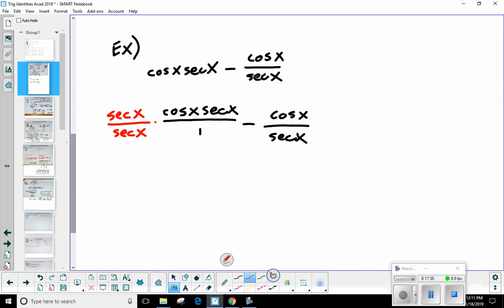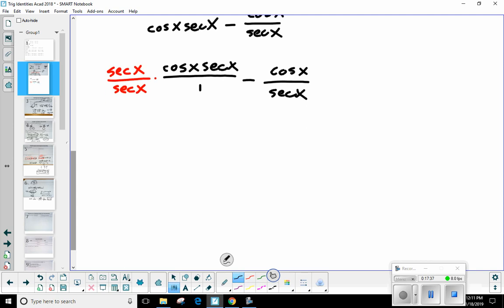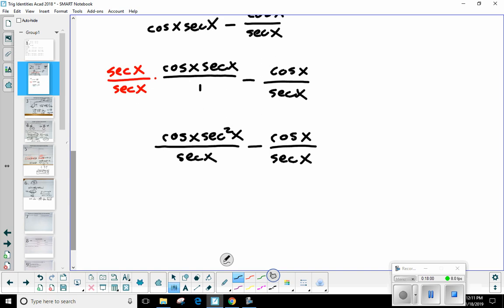Okay. So let's see. What would I get if I multiplied secant times cosine secant? There you go. So wouldn't that be cosine secant squared? Because secant times secant, right? Okay. Now secant times 1 gives me the secant. Minus, now this fraction we didn't touch.